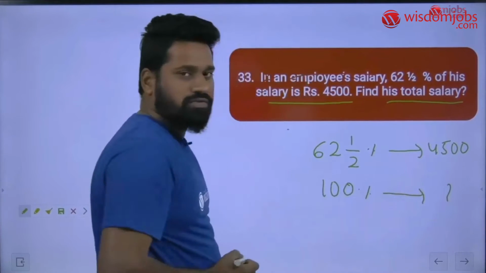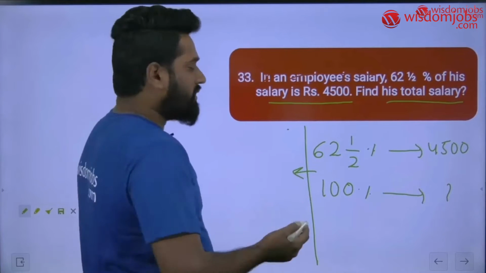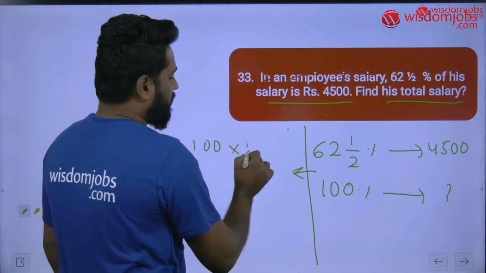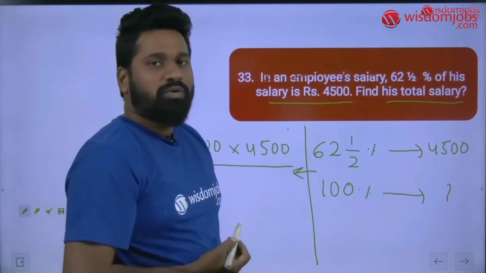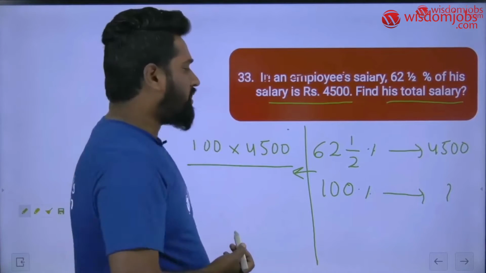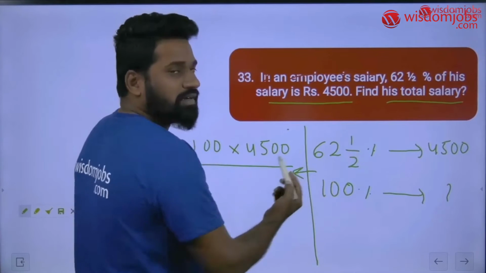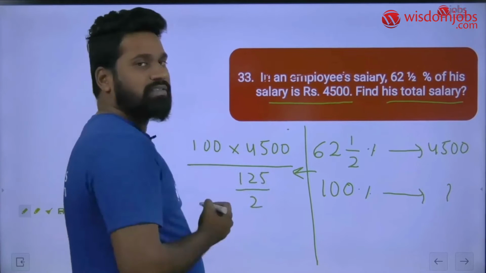This value is how much? Right? So coming to this question, just you can cross multiply. So that is 100 into 4,500 divided by 62.5. Again, if you convert 62.5, it becomes how much? 2 into 62, 124 plus 1, 125. So 125 by 2. Is it clear?